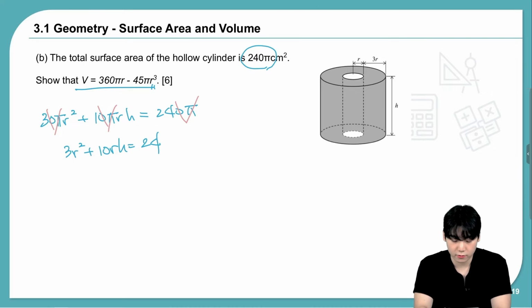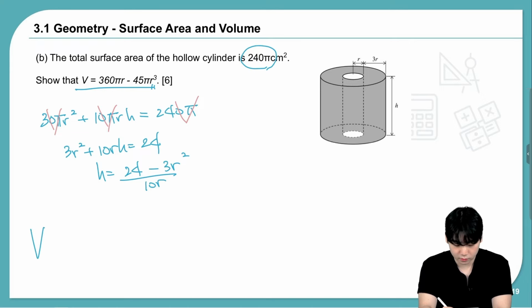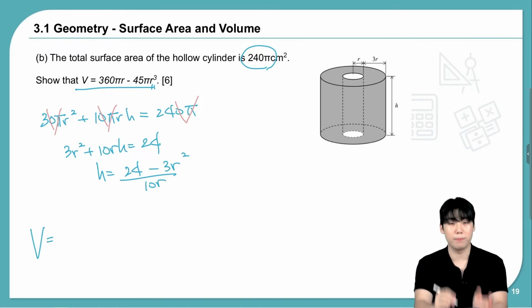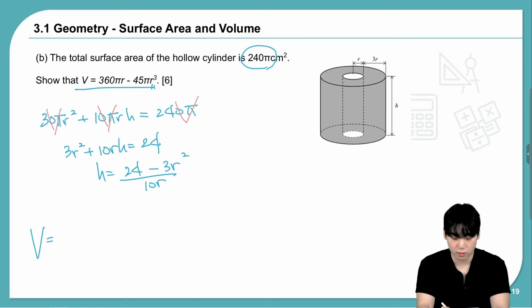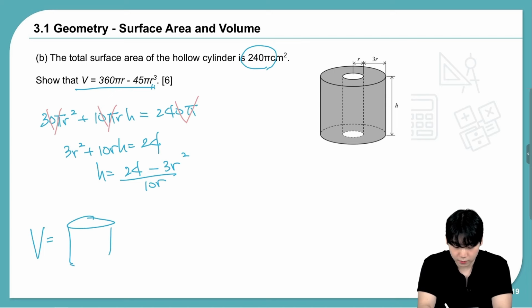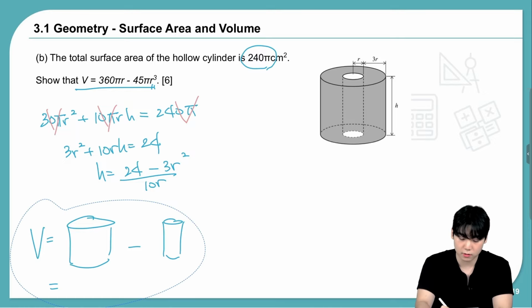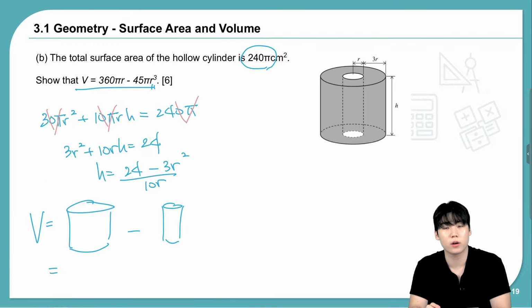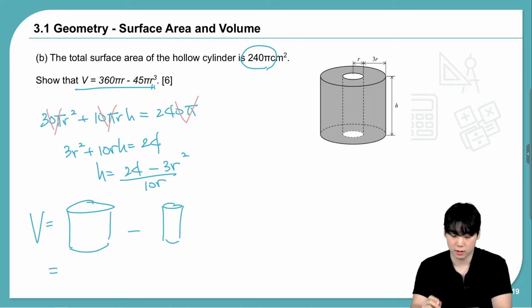So I have 3r squared plus 10rh is equal to 24, okay? And what can I do? I can further express h to be 24 minus 3r squared all over 10r, right? And let's try to find the volume. What's the volume? The volume is the big cylinder minus the small cylinder. And what was the formula for all these? It was pi r squared h, right? And the formula for the big cylinder is pi 4r squared h.